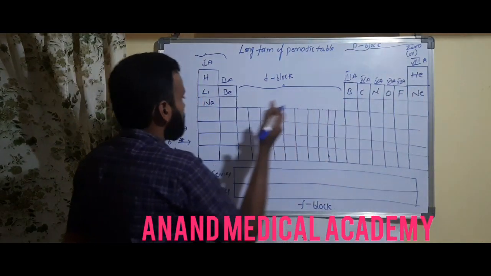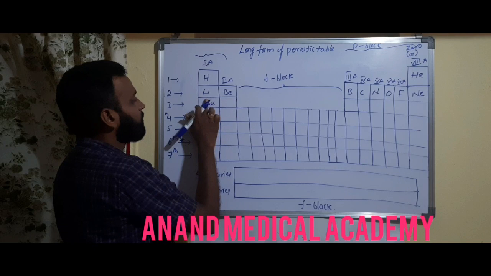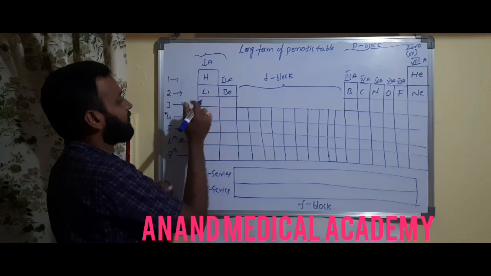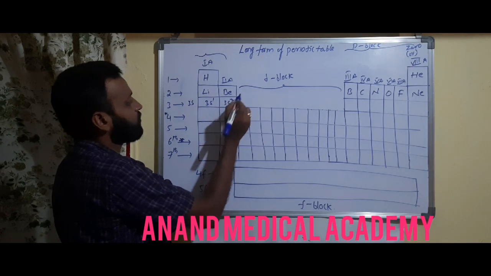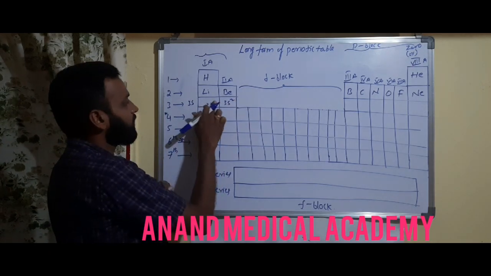Okay, so after neon comes sodium. Why sodium? This is 2p6, and after 2p6, what will come? I told you, 3s will come. So here 3s1, here 3s2. Correct? 3s1 means it belongs to whom?